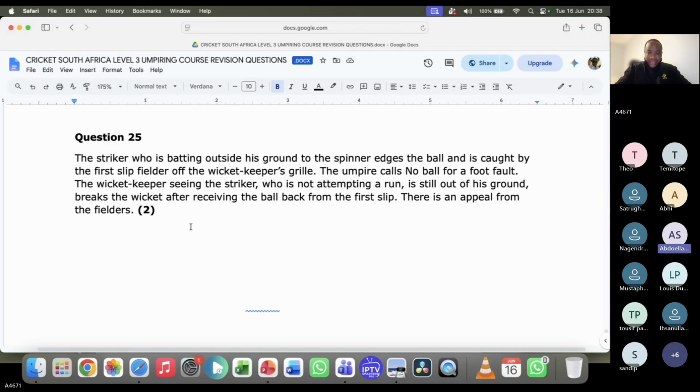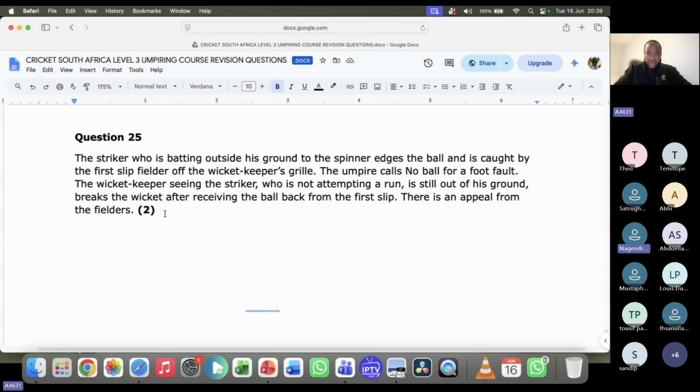Tom, we have a new hand. Nagendra, over to you. Nagendra, can you unmute your microphone and give us the answer, please? Yeah, my voice is clear, sir? Loud and clear. Go ahead, Nagendra. Okay, thanks. The striker is not out because the ball called is no ball.